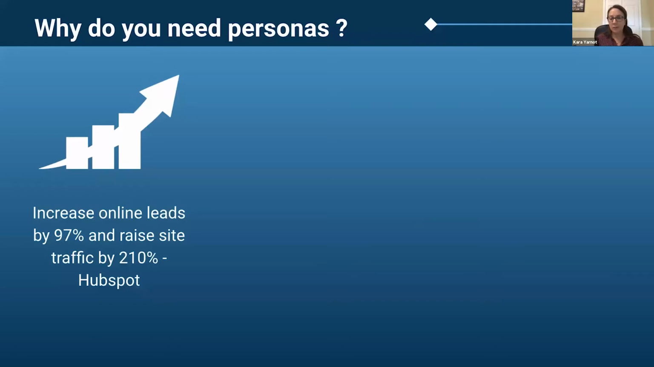This first one, which is data from HubSpot, really does focus on consumer marketing. Candidate marketing is very much the same as consumer marketing. We're trying to get our opportunities in front of the right people. So really looking at increasing online leads by 97% and raising your site traffic by over 200%. So imagine if you've got 200% more traffic to your career site, or 97% more signups for your talent community, if you're using a talent community, or your events, or any of those things. There's really a great opportunity because your message is personal and specific to the people that you're after. You're going to increase that interaction.